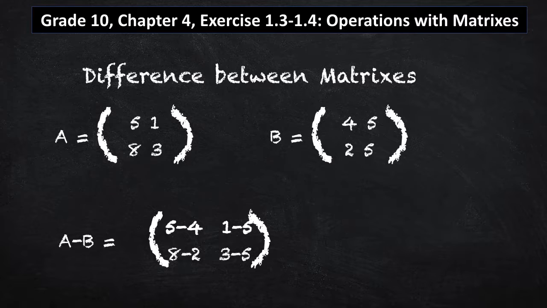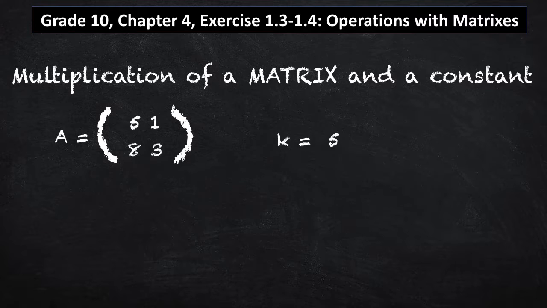Then we compute the differences and we find that the matrix A minus B is equal to 1, minus 4, 6, minus 2. The next operation that we want to see how to do is the multiplication of a matrix and a constant. So let's assume I have a matrix A, 5, 1, 8, 3, and a number, a constant, which is 5. So we want to compute the matrix K multiplied by A. What we have to do is that every element of the matrix A has to be multiplied by the constant 5.